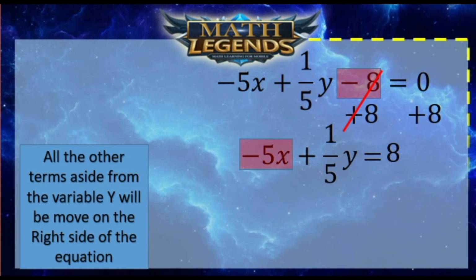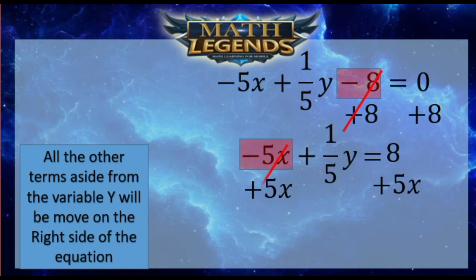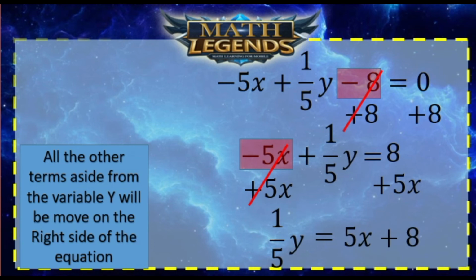So we have here negative 5x. In order to move it to the right side of the equation, we're going to add its additive inverse, which is equivalent to positive 5x. And since we add positive 5x on the left side, we're going to add positive 5x on the right side. So we're going to cancel out negative 5x plus 5x since it will become 0. So therefore, we will have 1 over 5y is equal to negative 5x plus 8. Since negative 5x and 8 are not like terms, we're going to write the equation as 5x plus 8.